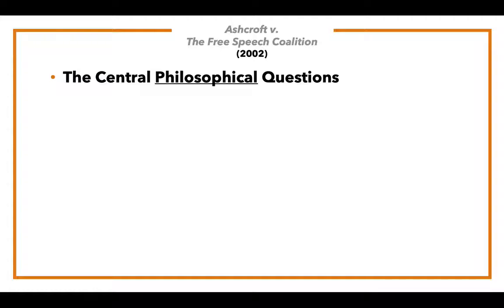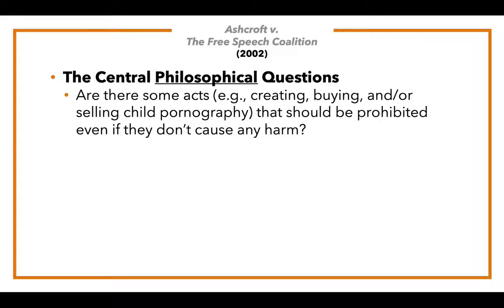Now, what both of these sides, the philosophical questions that get raised from this case, are as follows. First, we want to figure out, are there some acts like creating, buying, and or selling child pornography that should be prohibited even if they don't cause any harm? Say, again, I use the example of the person who just is at home looking at child pornography. Are they doing something that should be prohibited? Say they don't harm any actual children. Should that behavior be outlawed or not, even if we're assuming it doesn't harm anyone? And if so, why is that? Why should we outlaw it?